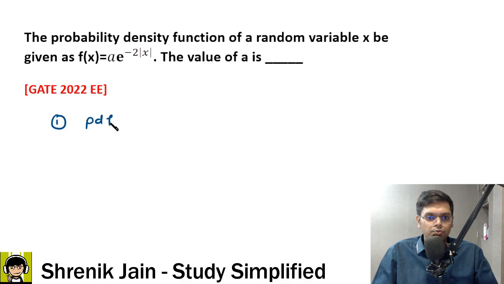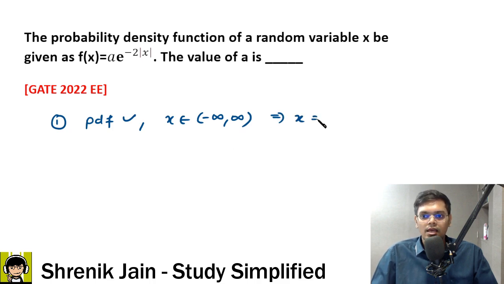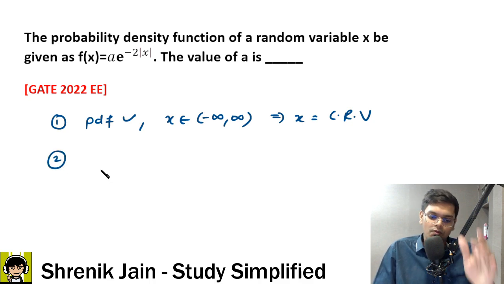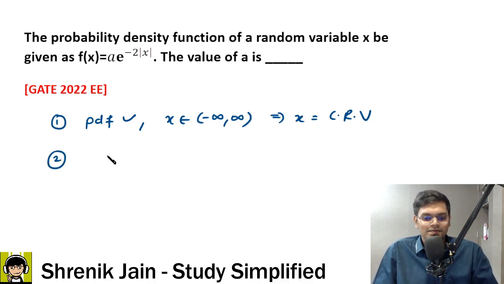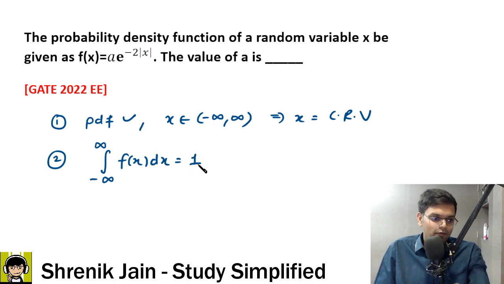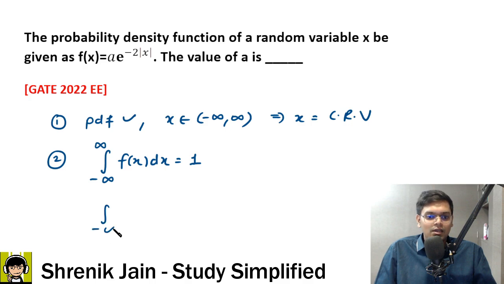See, the first point is PDF is given and x belongs to by default minus infinity to infinity, which means that x is a continuous random variable. And if x is a continuous random variable, very good Teja, 4 is the wrong answer. So as per the property, integral minus infinity to plus infinity f of x dx is equal to 1. Very good Saurav, 2 is the wrong answer. So now integral minus infinity to plus infinity, f of x is a times e to the power minus 2 mod x dx, that is equal to 1.